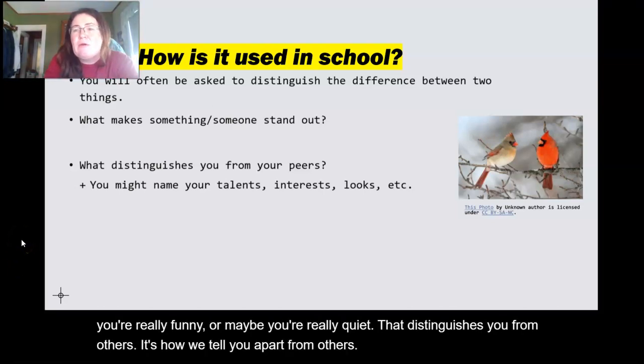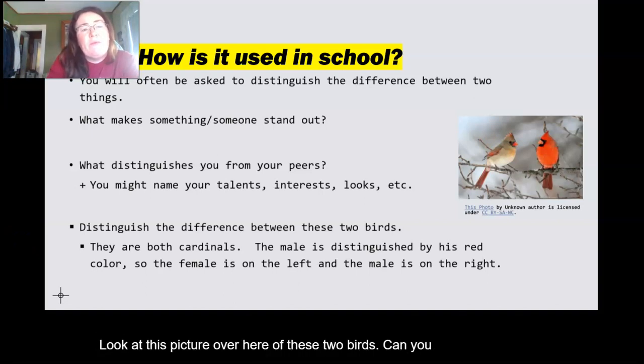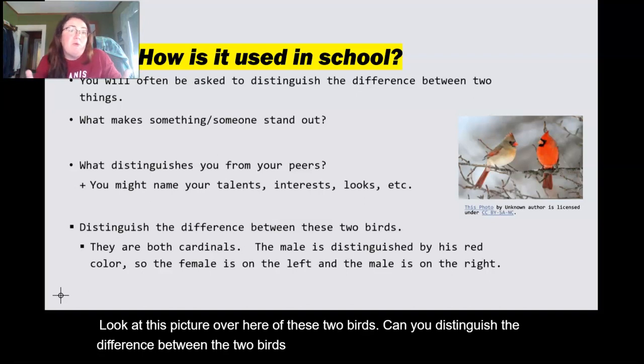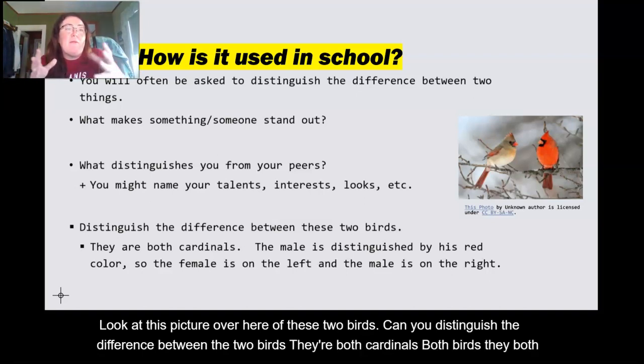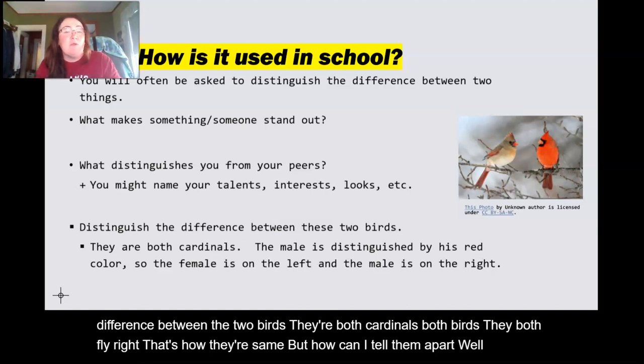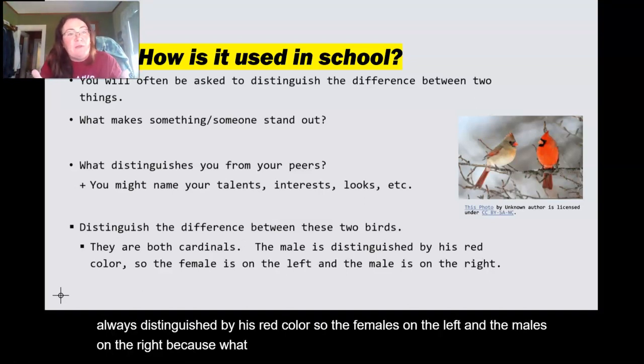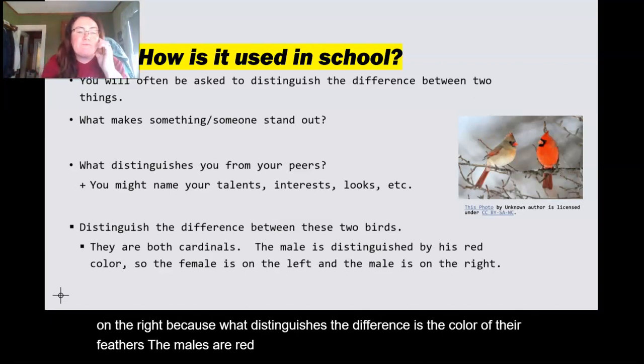Look at this picture over here of these two birds. Can you distinguish the difference between the two birds? They're both cardinals, both birds, they both fly, right? That's how they're the same, but how can I tell them apart? Well, the male is always distinguished by his red color. So the female's on the left and the male is on the right because what distinguishes the difference is the color of their feathers. The males are red and the females are gray.